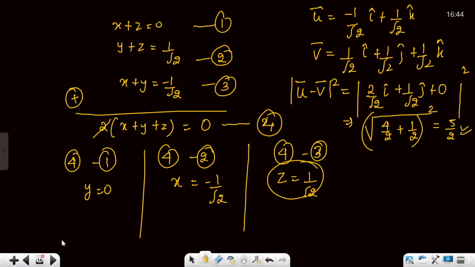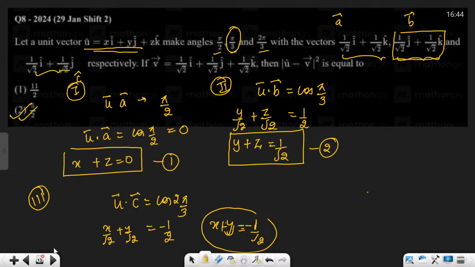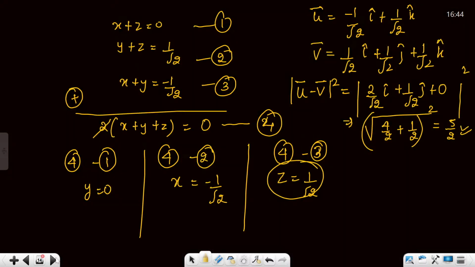Okay, all right, clear. 5 by 2. Have a look, let me know. Are you guys doing it with me? Gina, minus 1 by root 2. Are you guys with me? Are you guys solving it with me? Yes. So now your answer will be what? Option B, 5 by 2. Yes, Ragul. Okay.